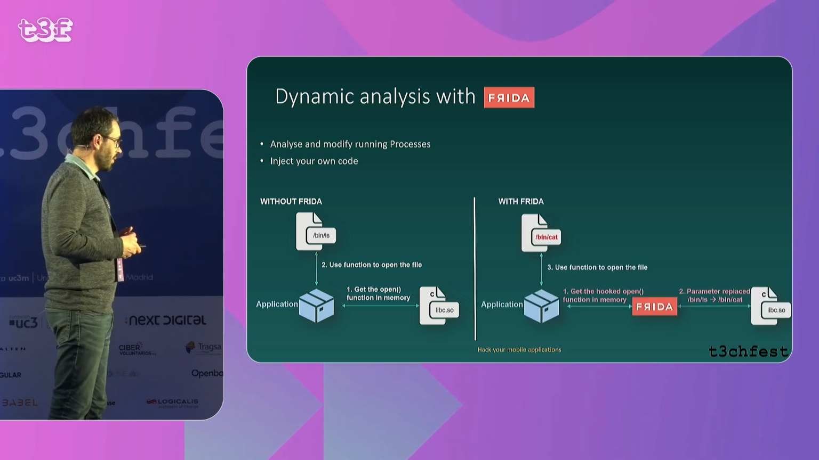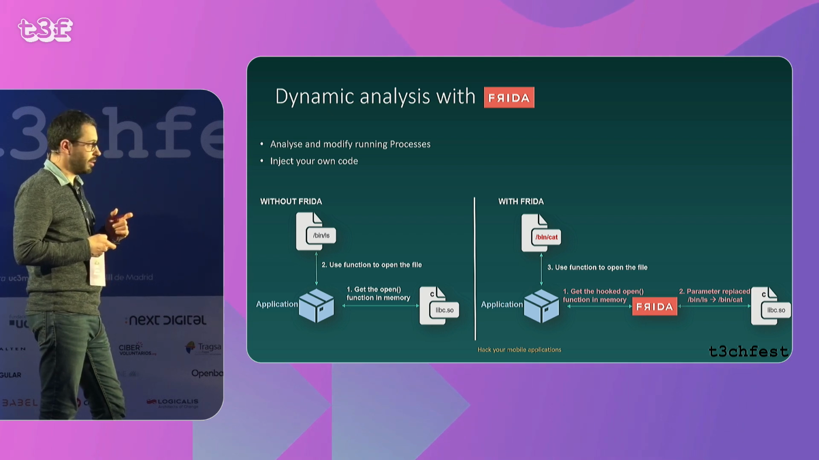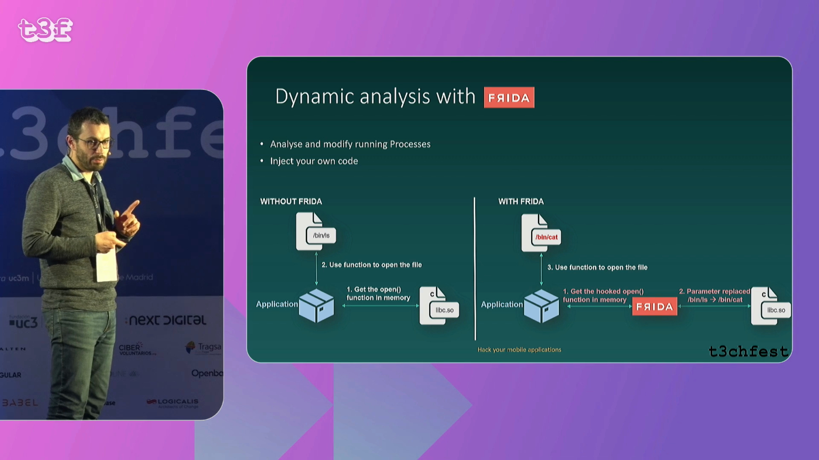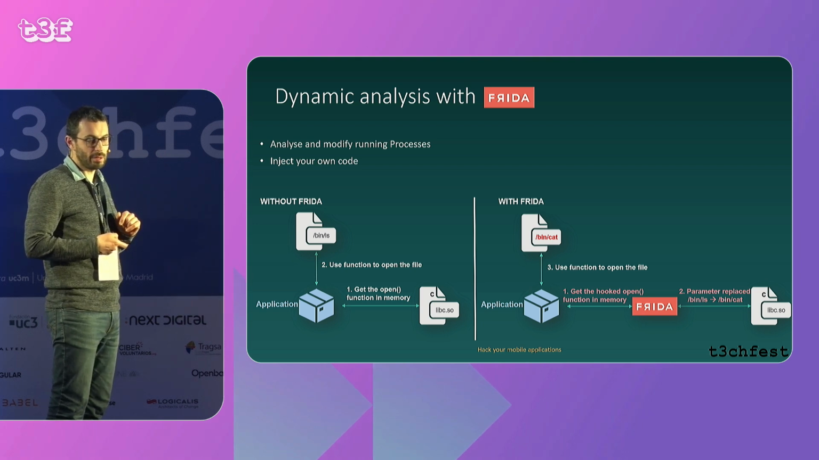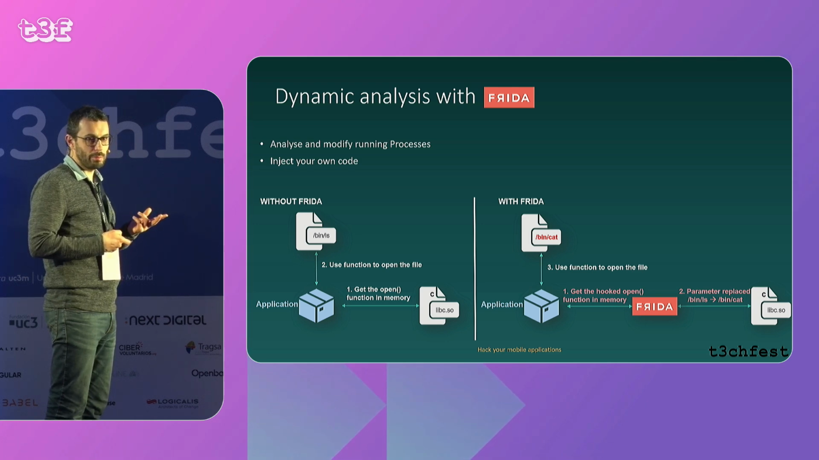But with Frida, the first step is modified. During the loading of the libraries, Frida will replace the open method with an open method modified by Frida. So in the memory, you have your open method, which has been modified, and during the run of the application, it will use the wrong method.